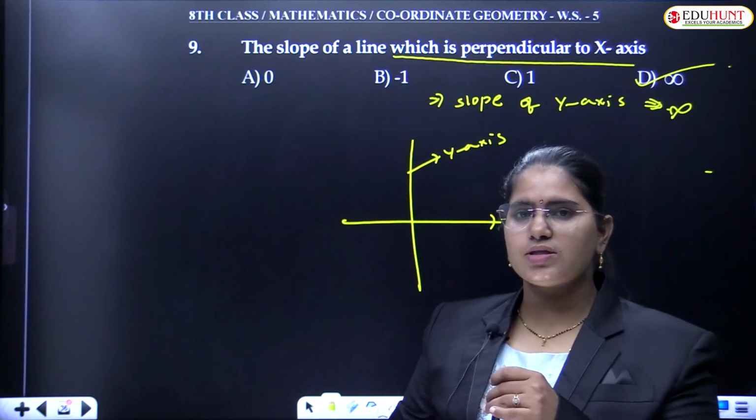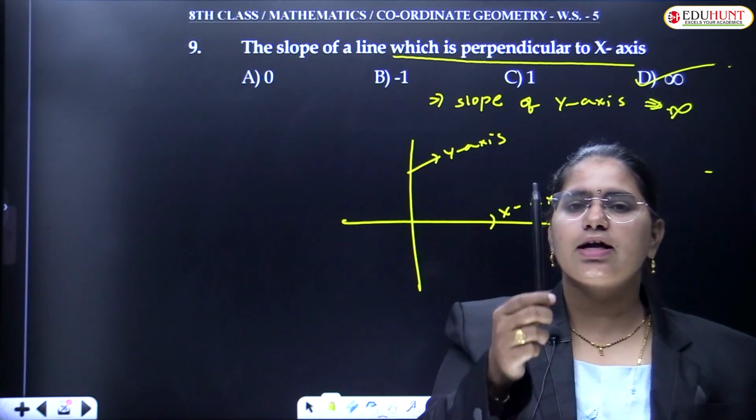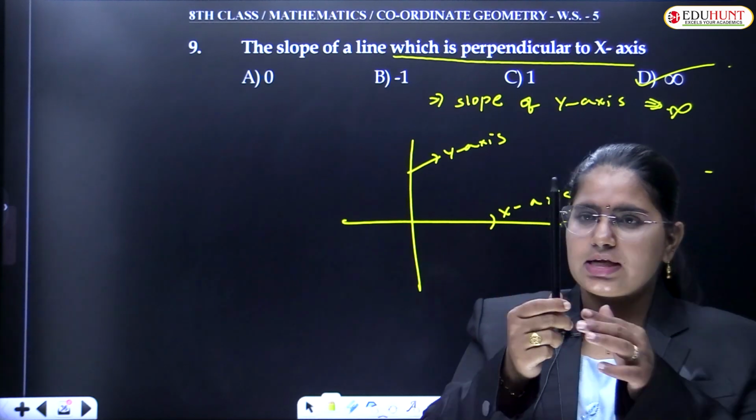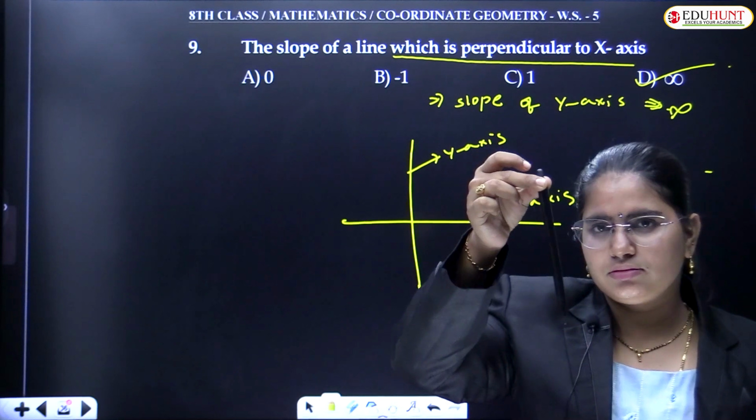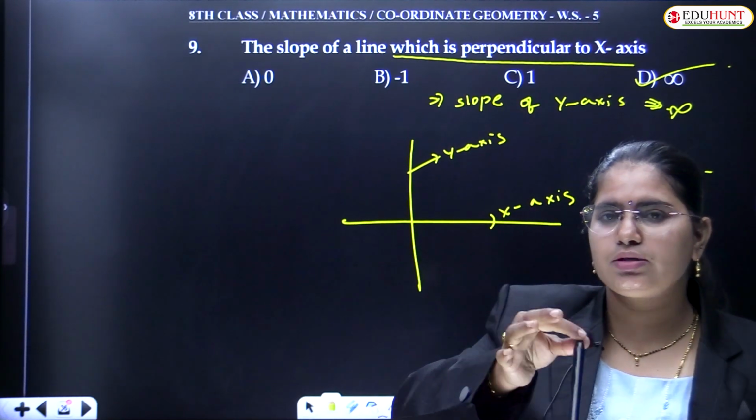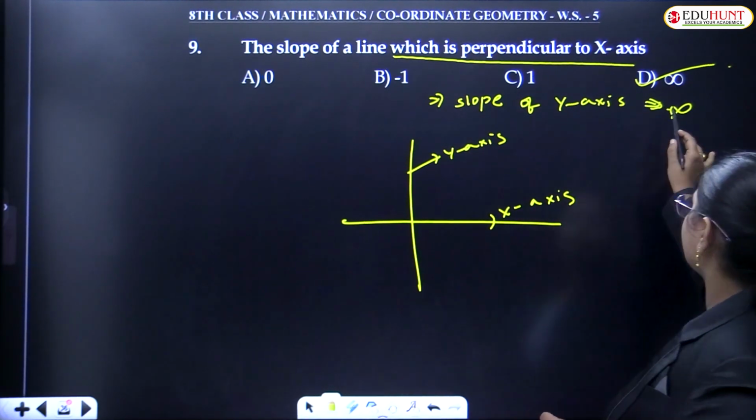Just remember the concept of the sliding jar. Whenever you are exactly on the steps, you cannot slide, right? You will just fall down. So, tan 90 degrees is equal to not defined.